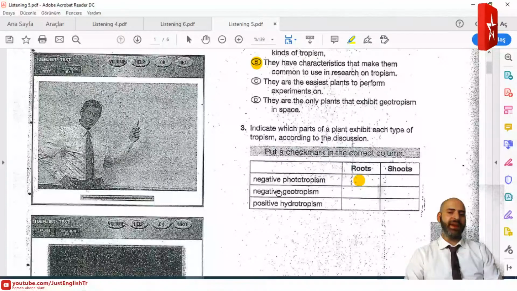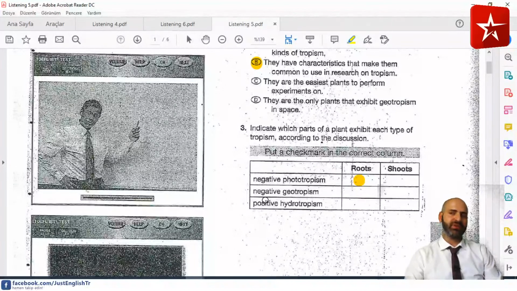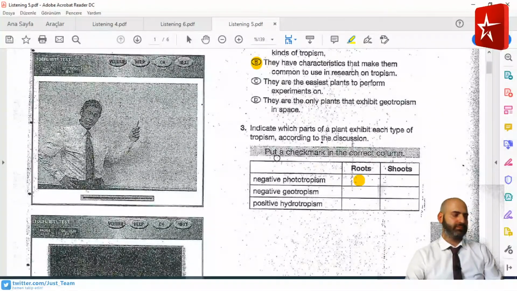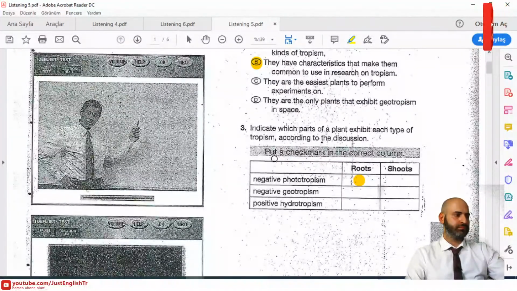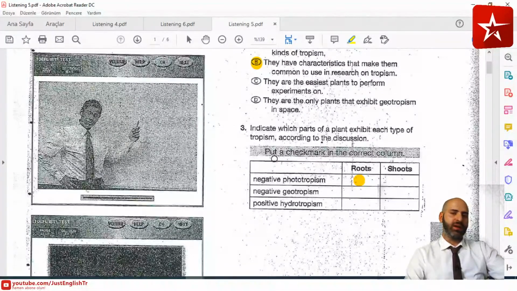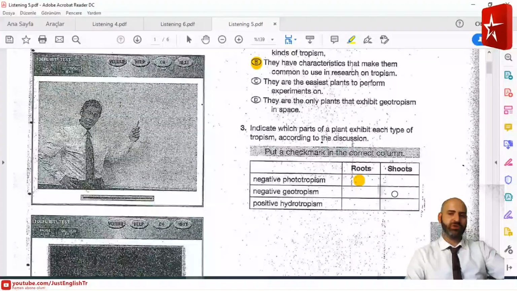Now, let's say negative geotropism. Geo means earth, ground. Which one has negative geotropism? So goes away from the ground. Roots or shoots? Ece and Ayna say shoots. You are totally correct. Dilara joined them as well. Of course, shoots go away from the ground.